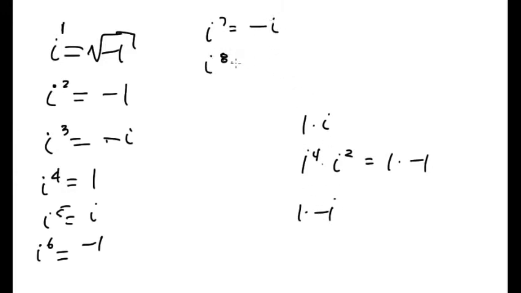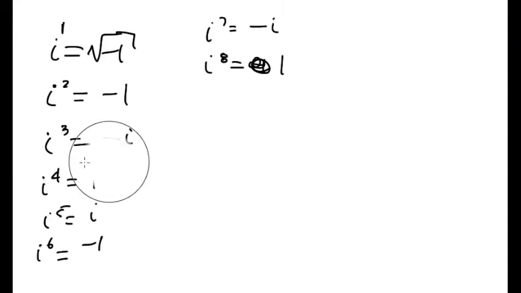i to the sixth is what? Well, that's i to the fourth times i squared, and that's 1 times -1, so that's -1. i to the seventh, what is that? Well, that's 1 times -i, and 1 times anything is going to be that, so it's -i. i to the eighth is going to be just 1 because it's 1 times 1. You get the cycle here, right? Because of that 1 there that's helping us along, this cycle happens every 4 powers.